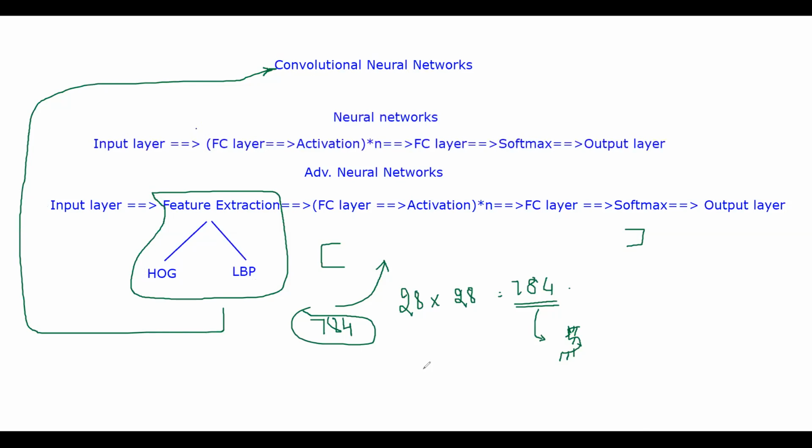But when we are using a convolutional neural network, let us take the common architecture of a convolutional neural network. Since we understood how neural networks and a bit advanced neural networks work, now let us really see how convolutional neural networks work. So in a convolutional neural network, the first layer is definitely an input layer, just like a neural network.